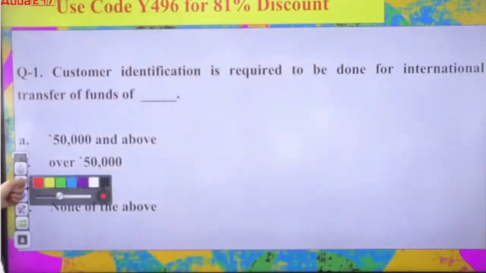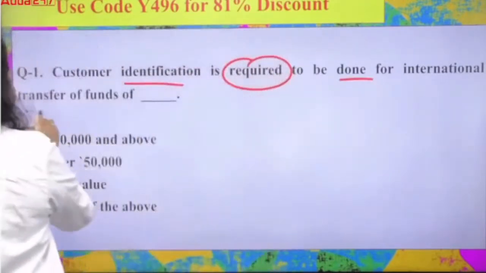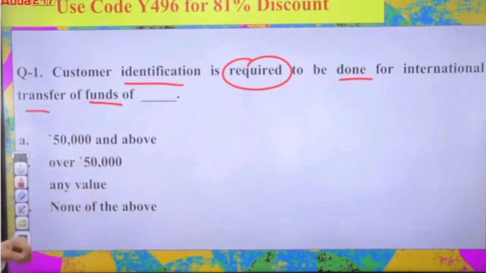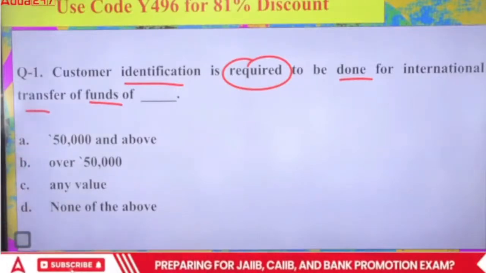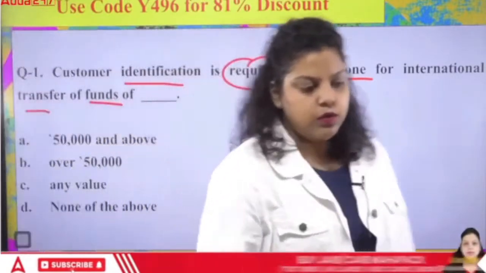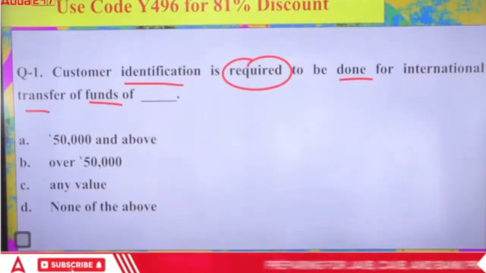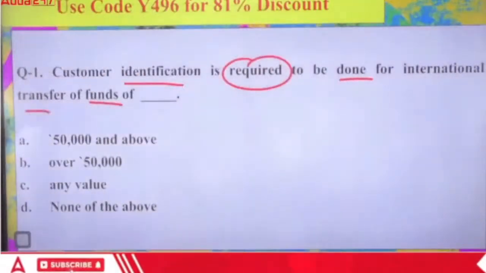The first question is talking about customer identification being required for international transfer of funds: first, 50,000 and above amount; second, over 50,000; third, any value; and fourth, none of the above. So what do you think in case of international transfers? In which of the following options will customer identification be required? For 50,000 and above amount, over 50,000, any value available for the international transfer, or none of the above. A, B, C, or D? Which of the following is correct?